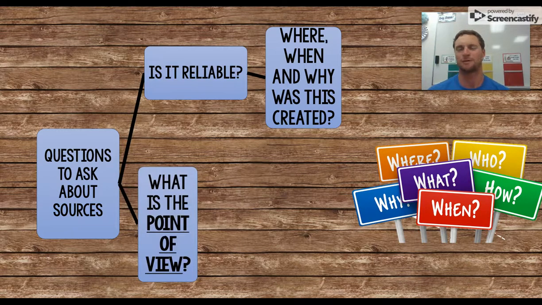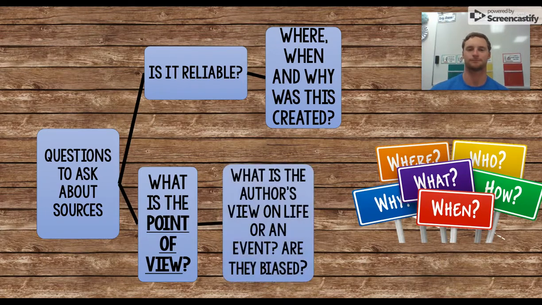It's also important to remember the point of view of a source. There can be points of view that differ dramatically on the same event. That might be like the winner and the loser of the event, such as a basketball game, a battle, or even a war. And what is the author's view on life or an event? Are they biased? We're going to go over bias as well, to make sure there might not be any emotion created when an author or someone produces a source.